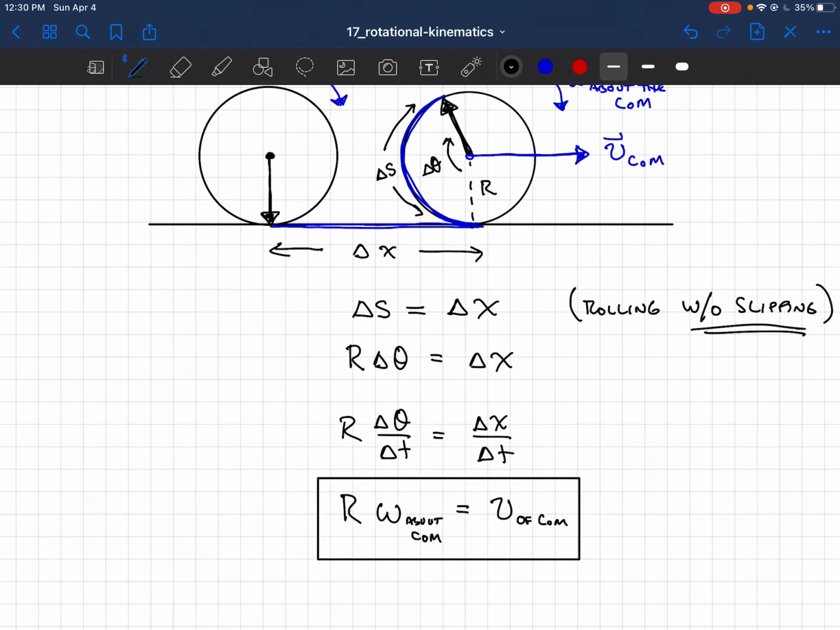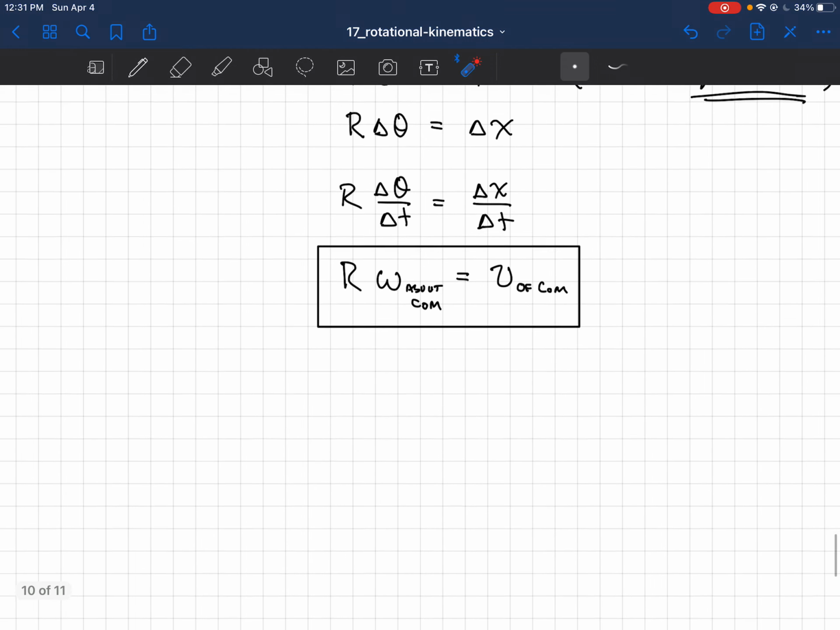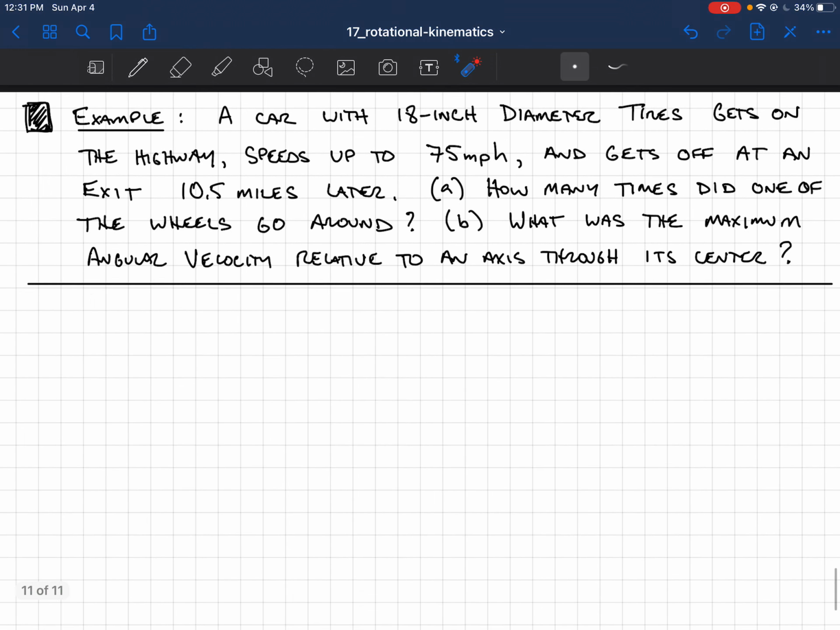So when an object rolls without slipping, the translational speed of that object through space, that's this rightward pointing velocity vector here, is related to the rotational speed of the object about its center of mass by exactly this equation. And if you remember, that was exactly the same equation that related a point on the edge of an object to the rotation of the object. So it's easy to remember in that way, but it's a different reason for that relationship, and it's actually different quantities. So let's do one more example.